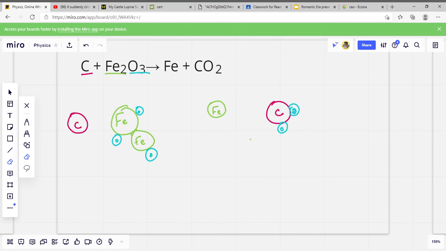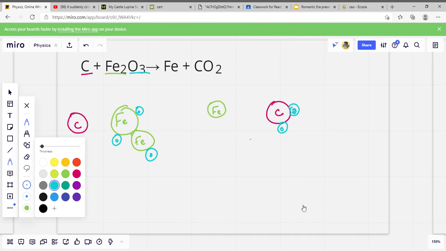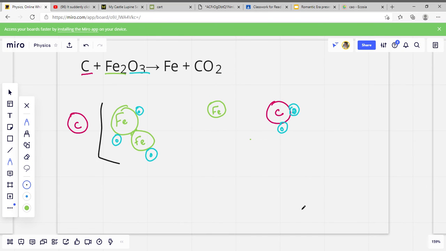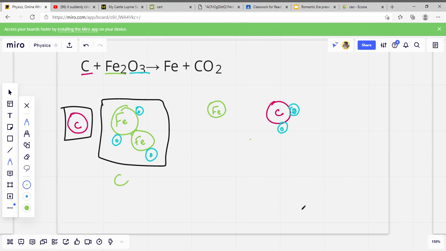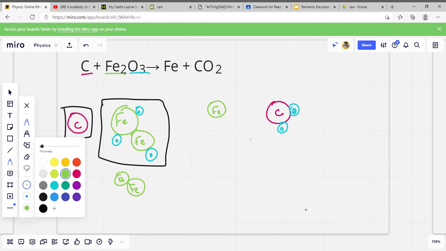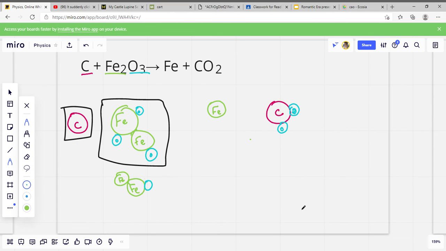Okay, so what if we added a whole another one of this Fe2? So let's box that so we can see what we've got. Alright, so that is a molecule, and then that guy's by itself. So if we added a whole another one of those molecules, I think I wrote those too big. We're going to run out of room with 3 oxygens.